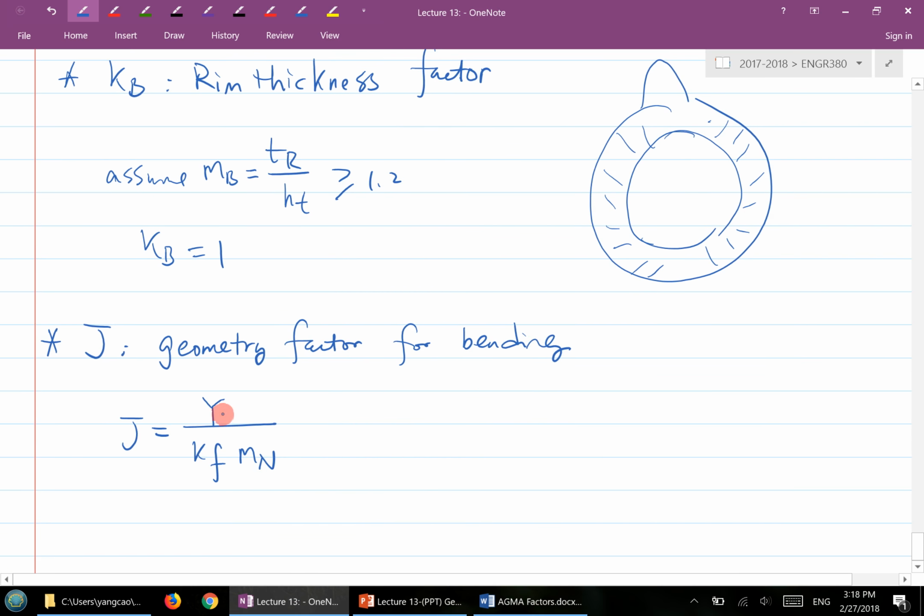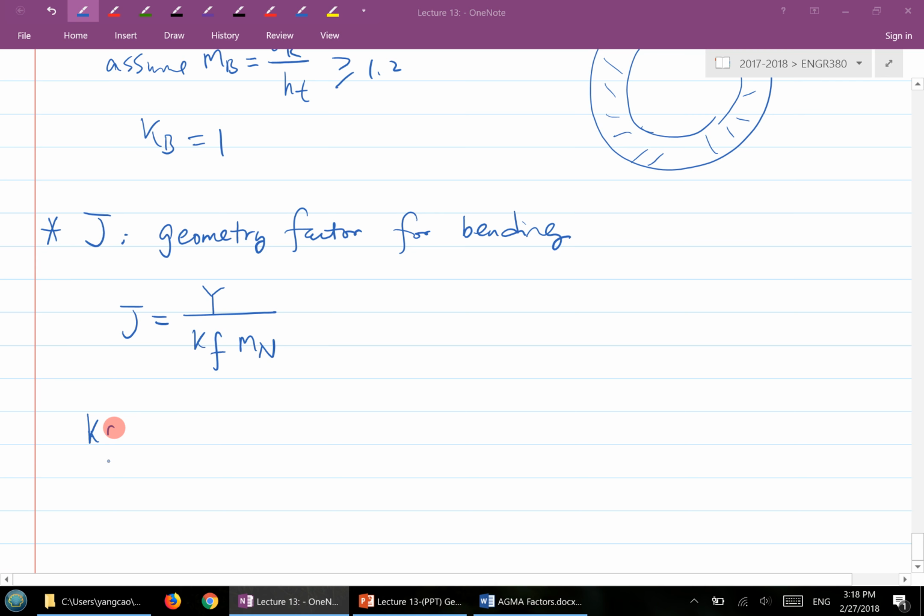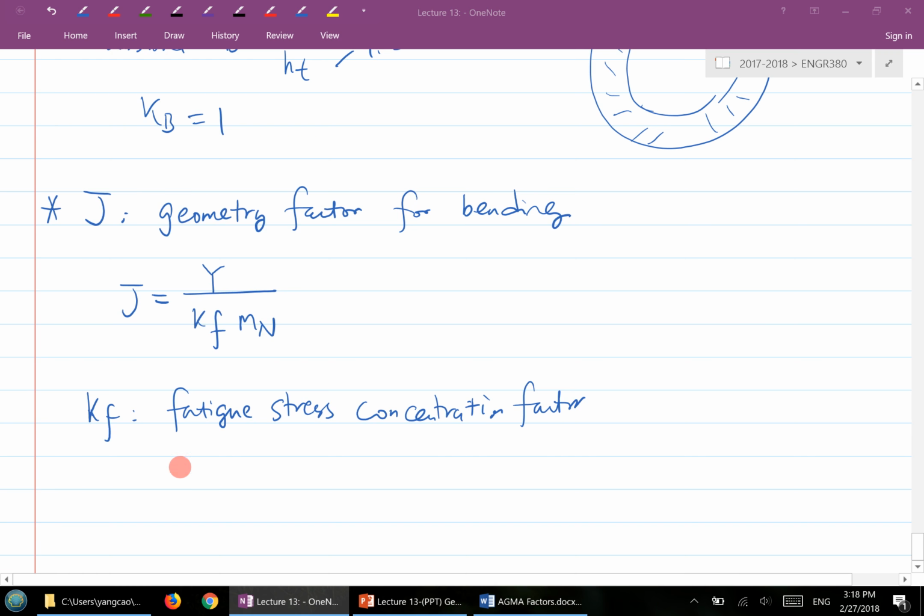You see there's a Y here, but Y is modified by dividing by two other parameters, Kf and Mn. Kf here is actually called the fatigue stress concentration factor. If you look at the literature, there is a formula for Kf. I'll just write it down here, but really we're not going to use this at all.